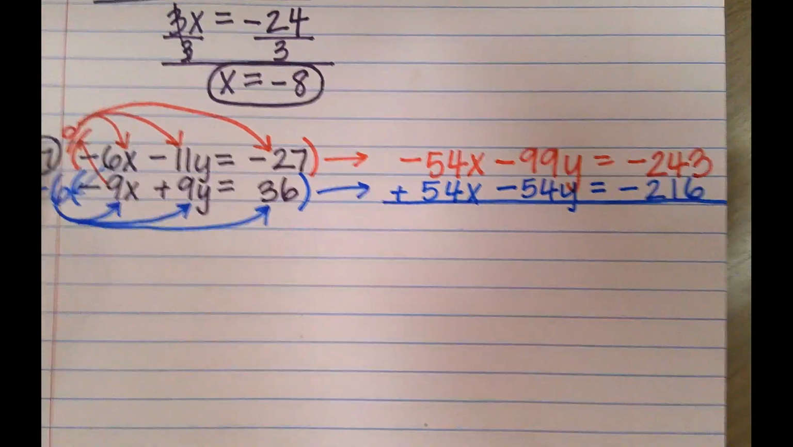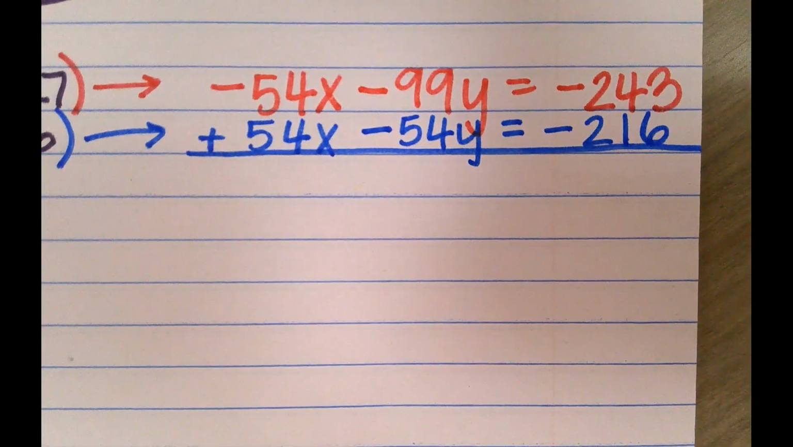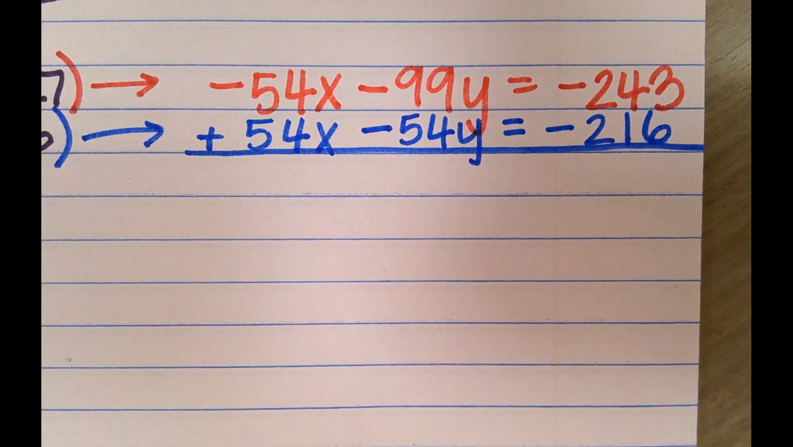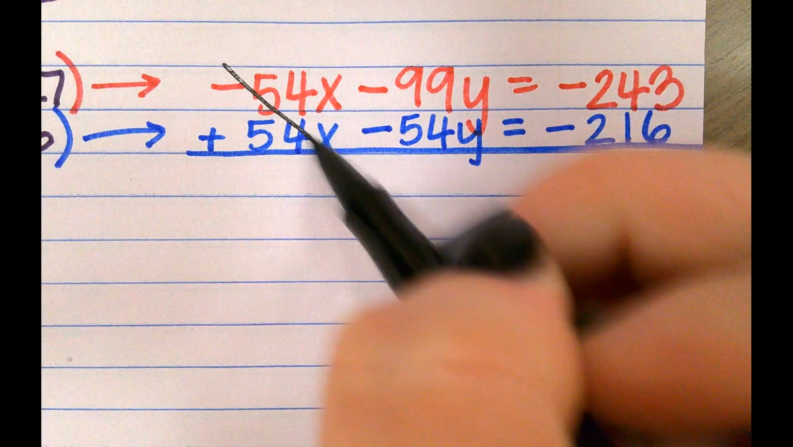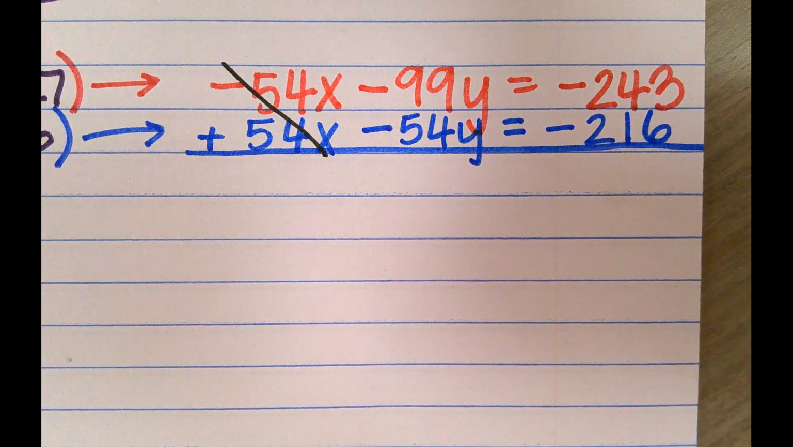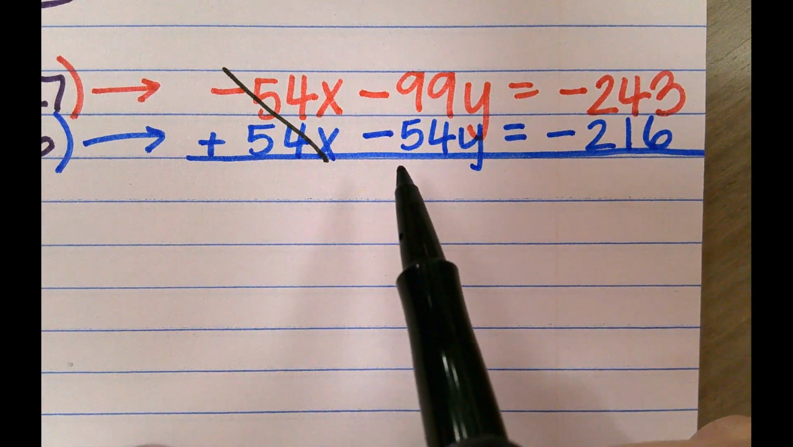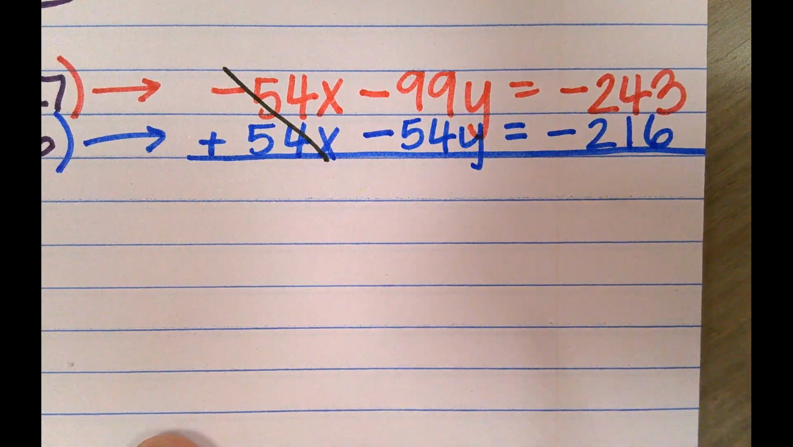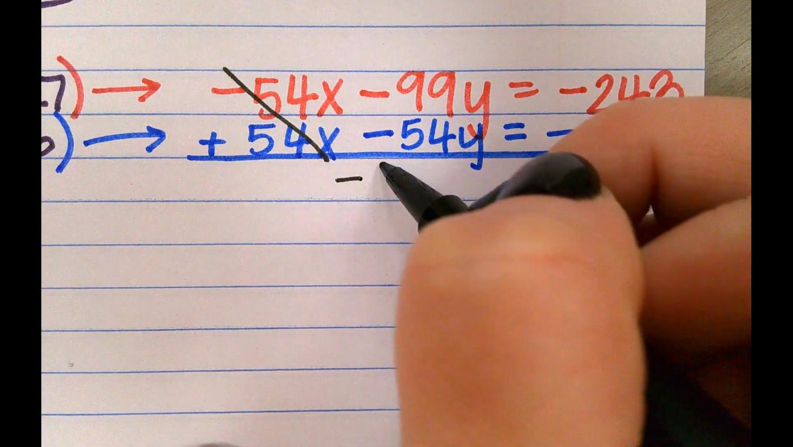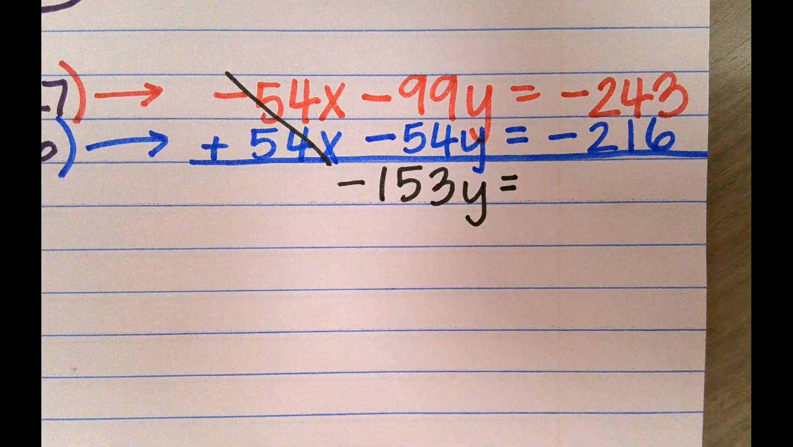So what happens next? Don't they cancel? Yes, my x's will cancel. And then what should I do? -99y plus -54y gives us -153y. Bring down the equal.